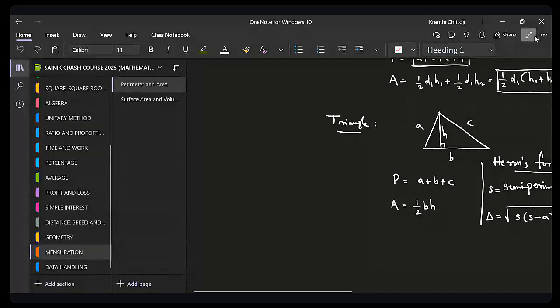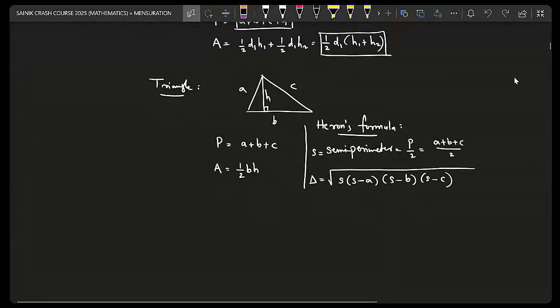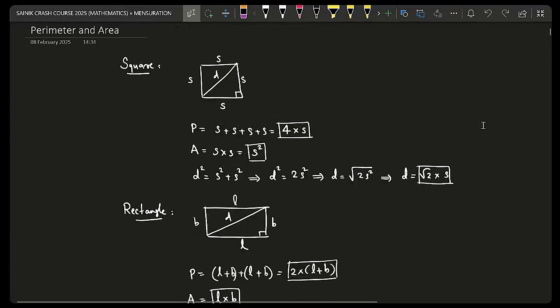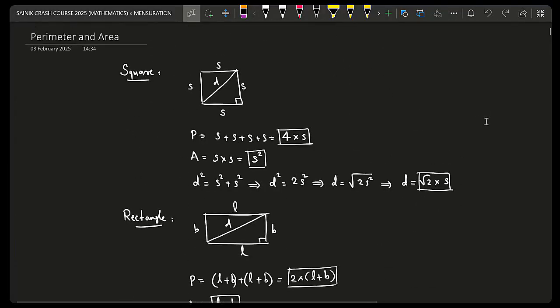As we are discussing the topic mensuration, we are revising all the formulas from perimeter and area. So without proofs, let us revise all the remaining figures also. In yesterday's class, we revised these formulas. For square, perimeter is 4 into side, area is side into side or side square. And the relation between diagonal and side of a square is diagonal is root 2 times of the side.